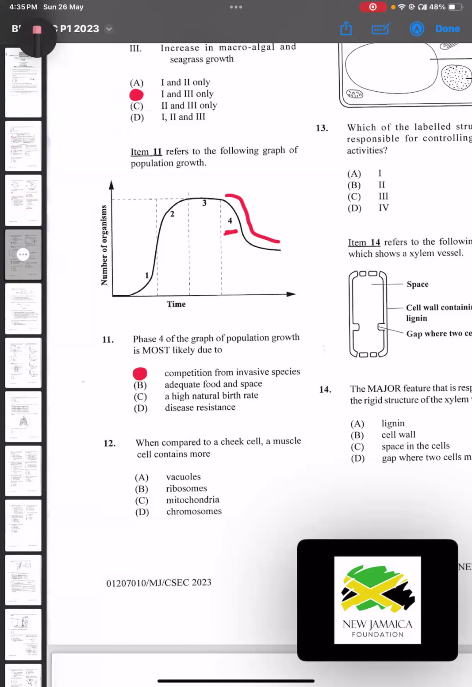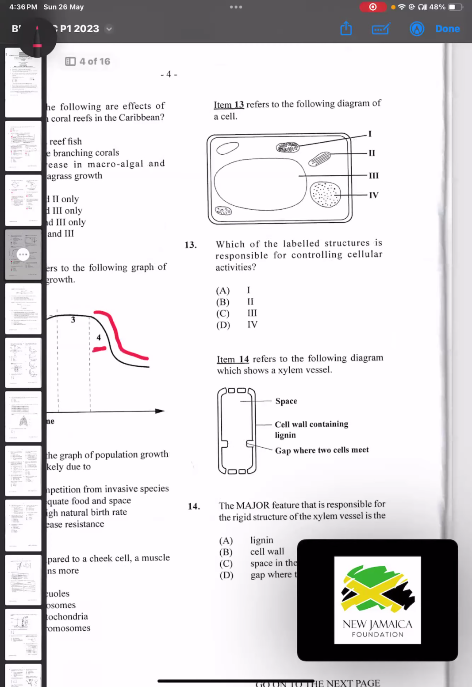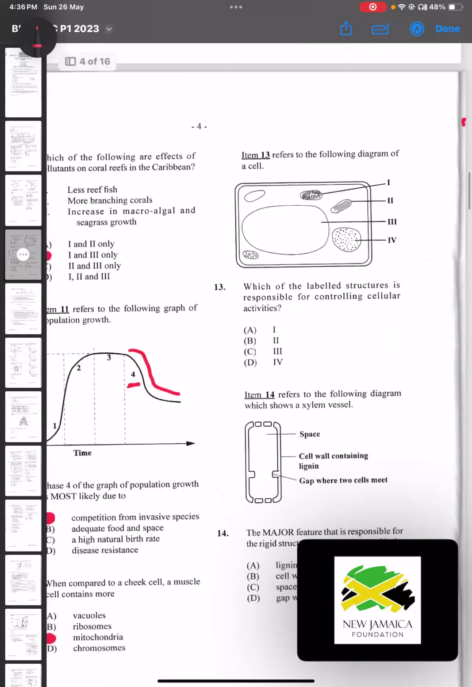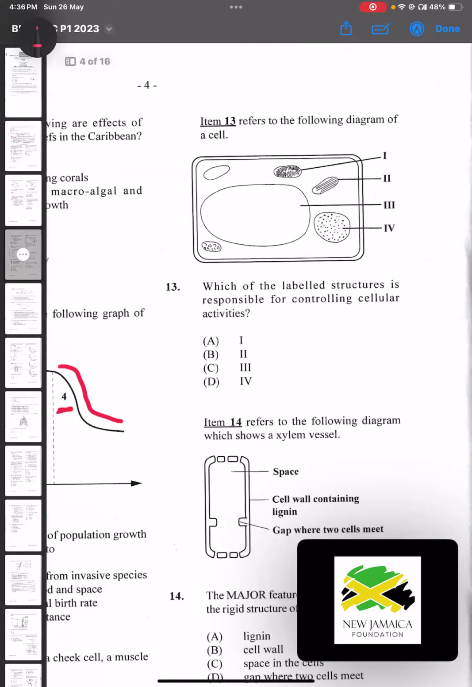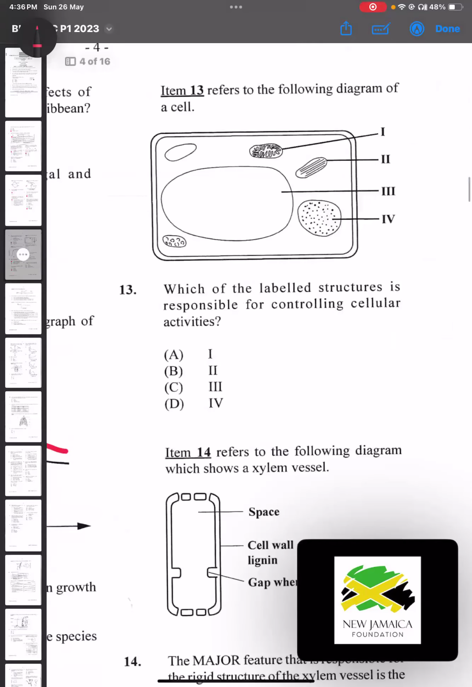When compared to a cheek cell, I'm getting more mitochondria, because the mitochondria is there for energy and the muscle cell needs a lot of energy. So it would have more mitochondria. So number 12 answer is C. Number 13, we know that the answer would be D, because D is the nucleus.